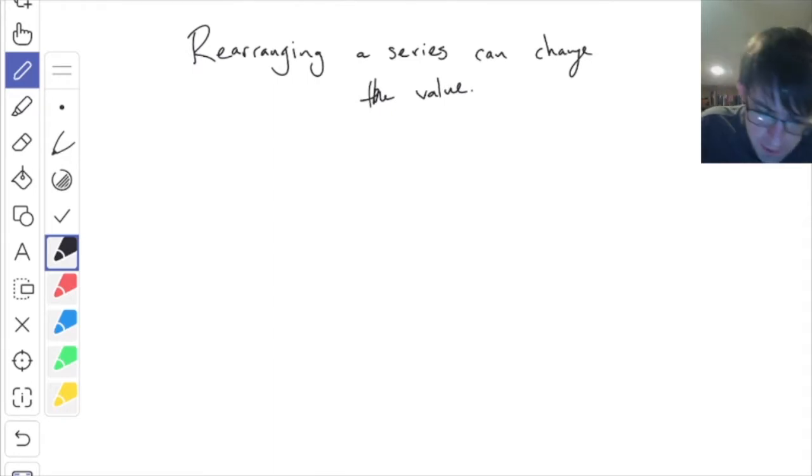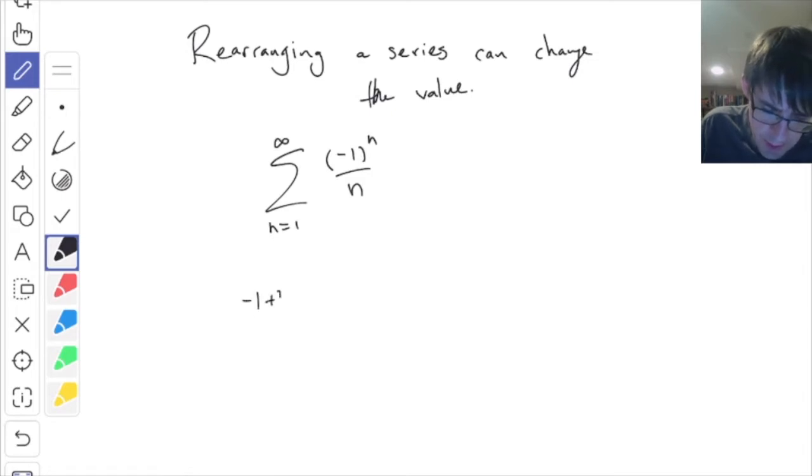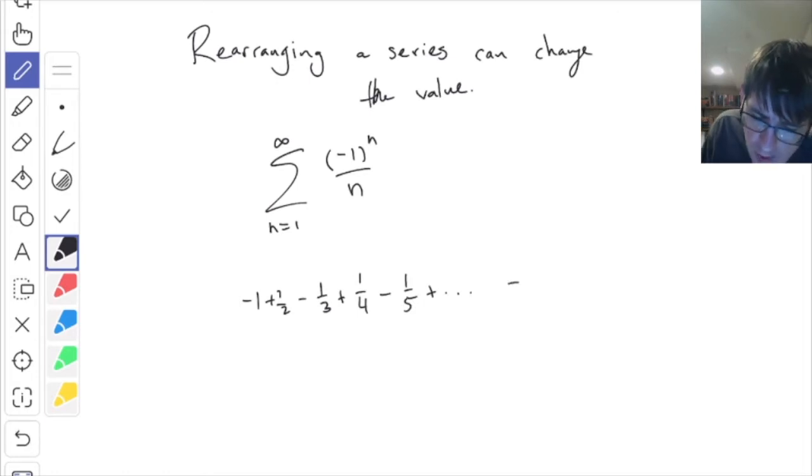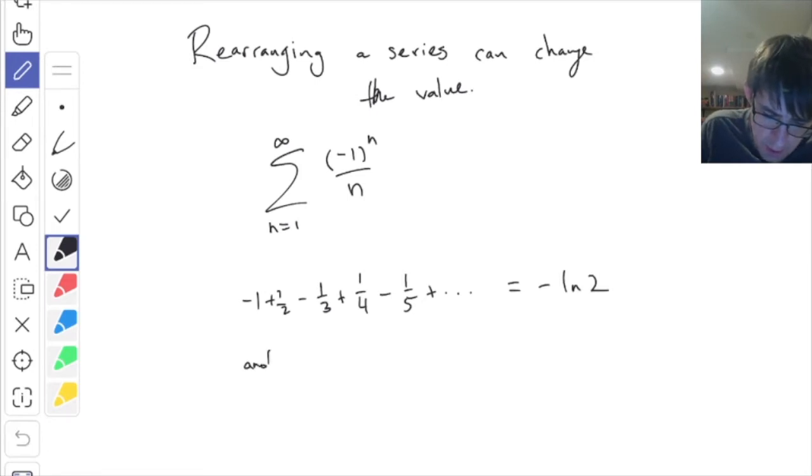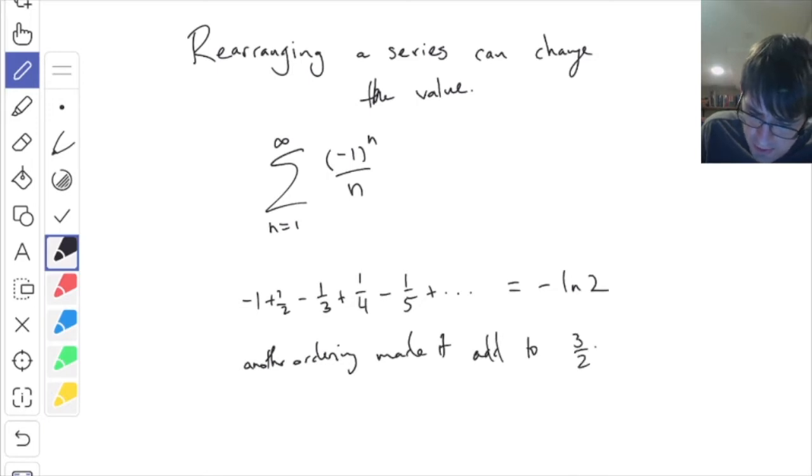It's a true fact. The example I used last time was the sum of (-1)^n over n. When you do this series, this is negative 1 plus a half, minus a third, plus a fourth, minus a fifth, plus, etc. In this order, it adds up to negative ln of 2. But it is possible to add it up in a different order, and I showed last time a particular reordering that made it add to 3/2 times negative ln of 2.